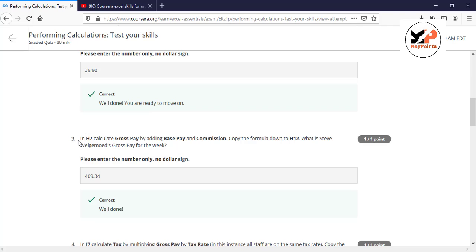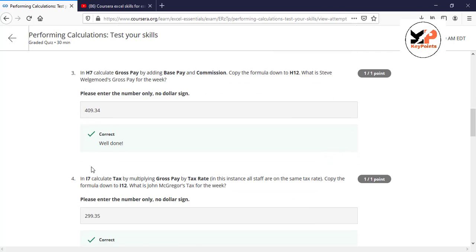Number 3 question: in H7, calculate gross pay by adding base pay and commission. Copy the formula down to H12. What is Steve Pelgimoet's gross pay for the week? Please enter the number only, no dollar sign. 409.34. This is the answer of number 3 question.